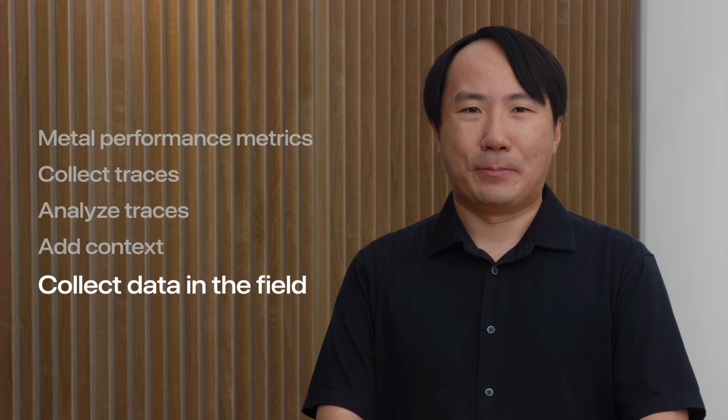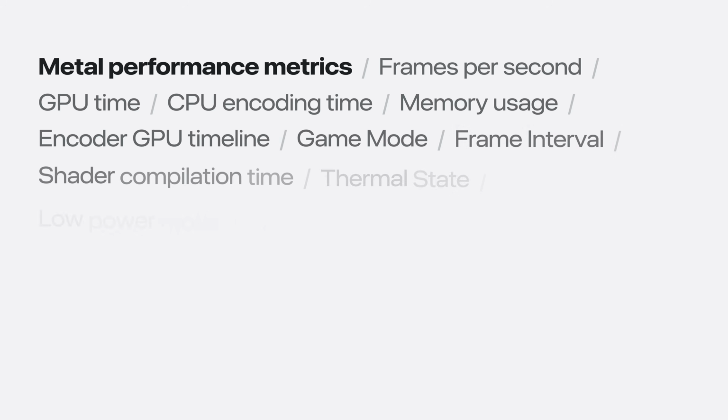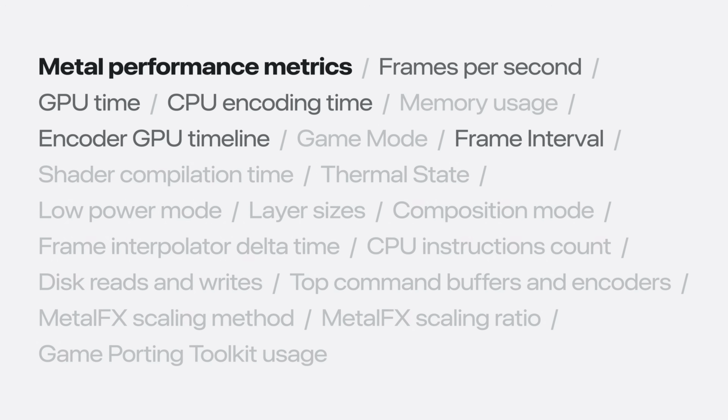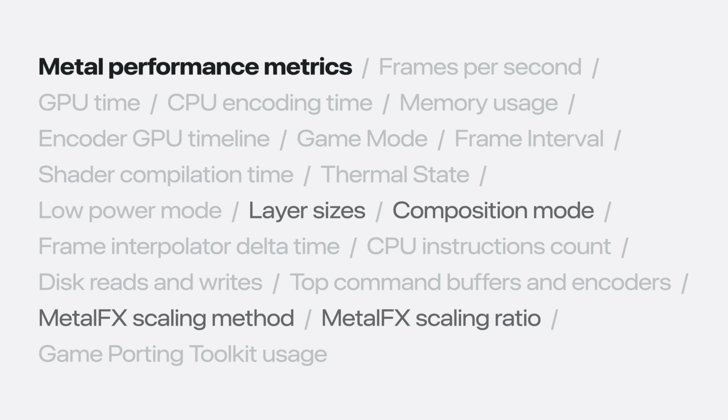I will start with Metal performance metrics. Metal tools provide a wide range of different metrics. These metrics give you a baseline to compare between different sessions and identify potential issues. For example, timing-related metrics such as frames per second, GPU time, and frame interval tell you the pacing of your frames and how utilized the GPU is. On the other hand, metrics such as layer sizes, composition mode, and MetalFX-related metrics help you make sure display-related settings are set up correctly.